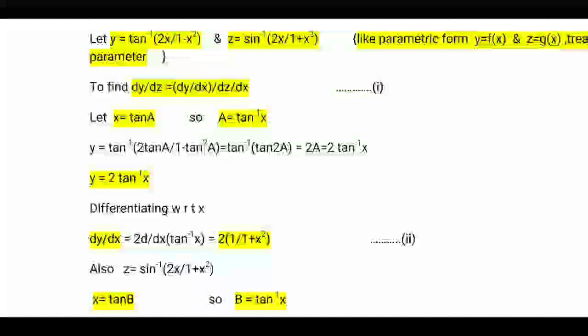Now differentiate it with respect to x, we get dy upon dx equal to 2 d upon dx of tan inverse x, that is equal to 2 into 1 upon 1 plus x square. So the result is 2 upon 1 plus x square. Call it second.